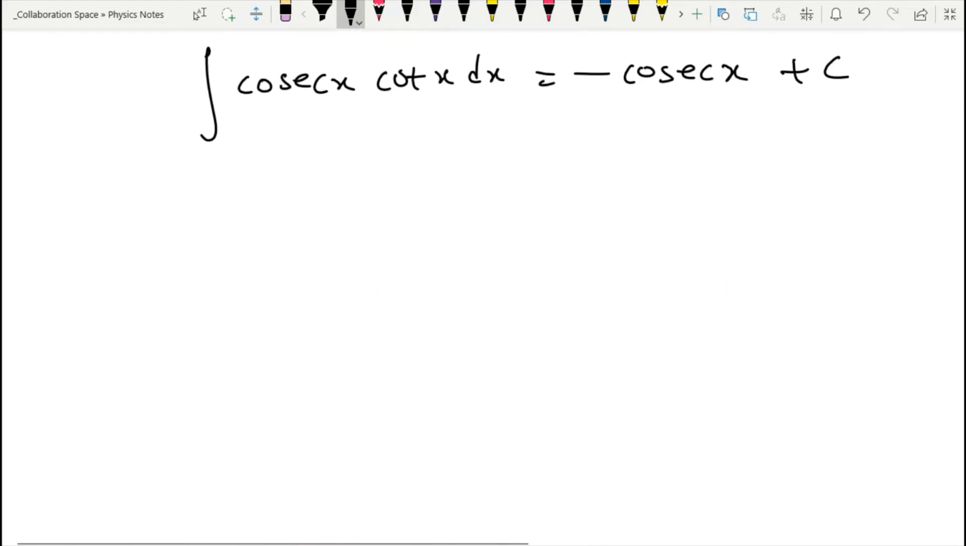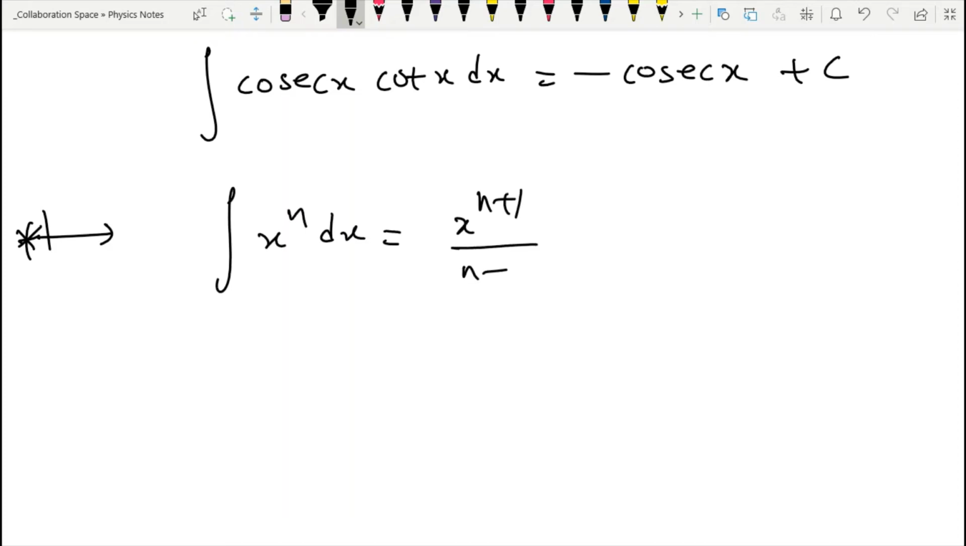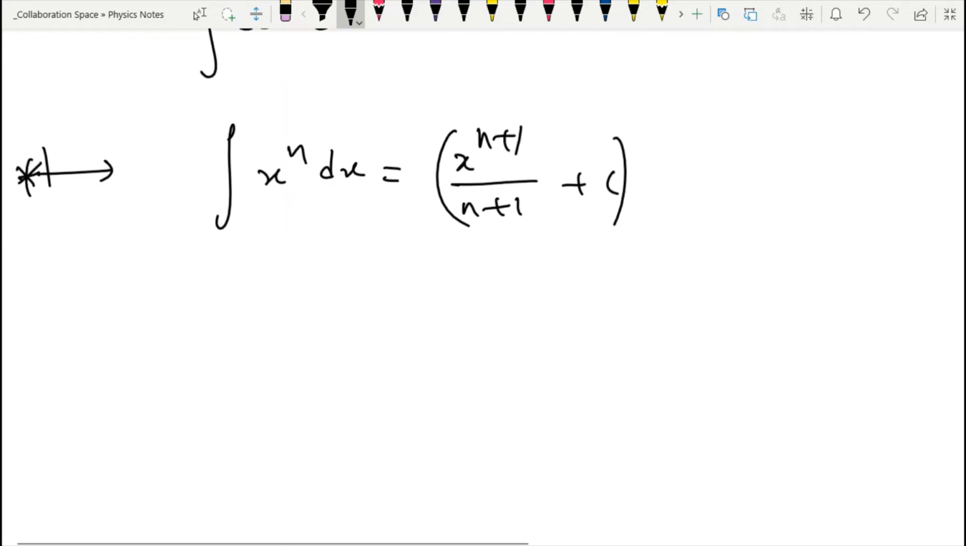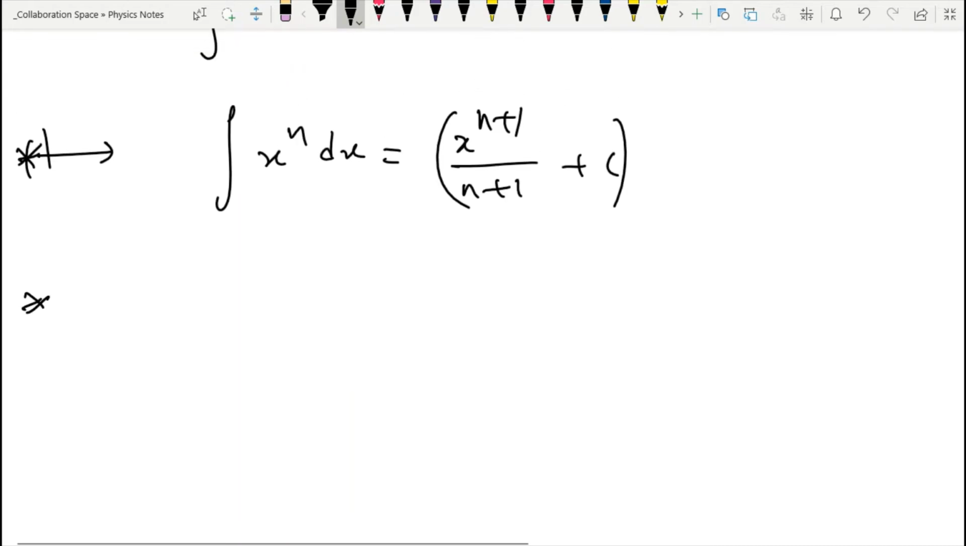No, sir. Now let us see another formula. Integration of x to the power n dx is x to the power n plus 1 divided by n plus 1, plus c. So this is the formula. Now let us see another formula.